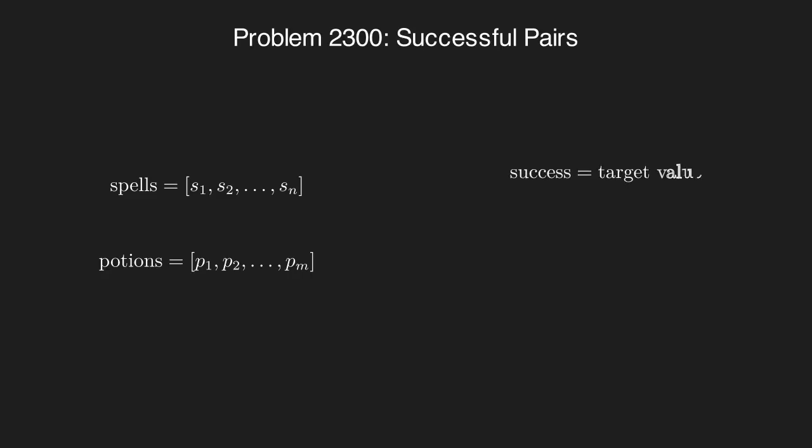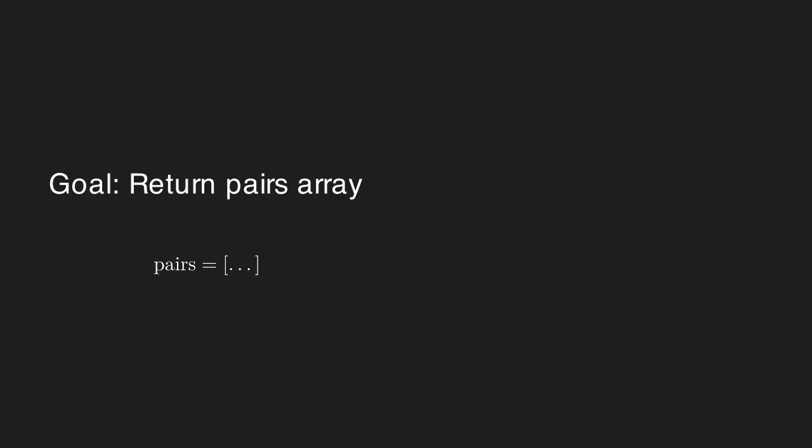Welcome to this deep dive into LeetCode Problem 2300, Successful Pairs of Spells and Potions. We are given two arrays of positive integers, spells of length n, and potions of length m. We are also given a target integer named success. A pair consisting of one spell and one potion is defined as successful if the product of their strengths is greater than or equal to the success value. Our goal is to return an array where each element represents the number of successful potions for the corresponding spell.